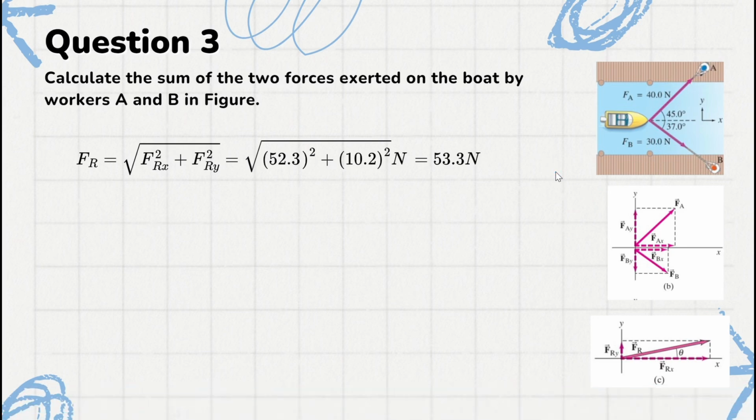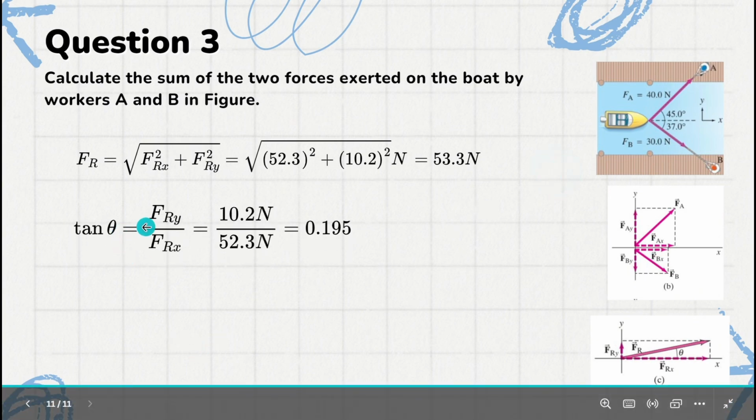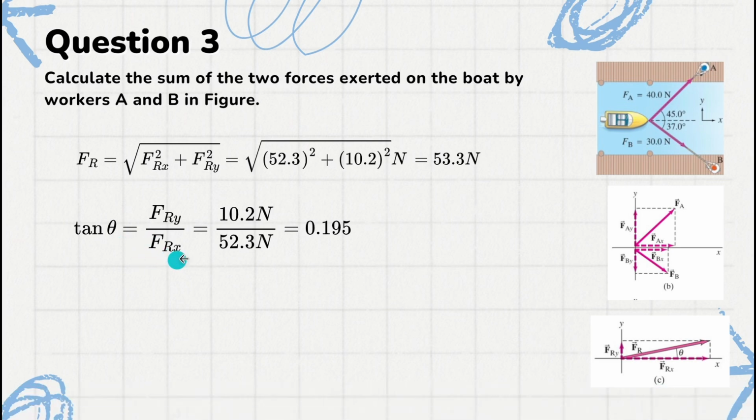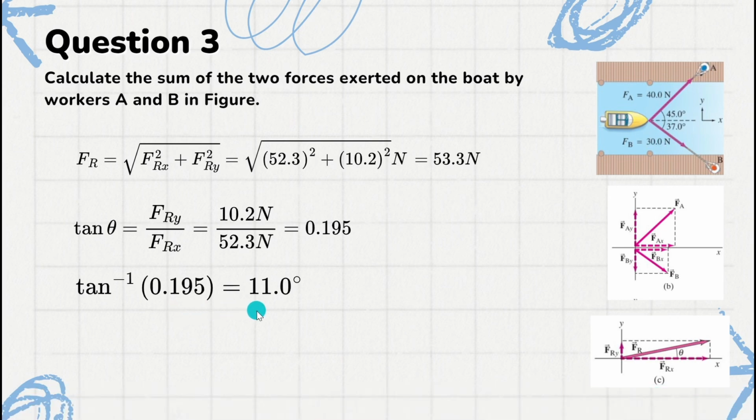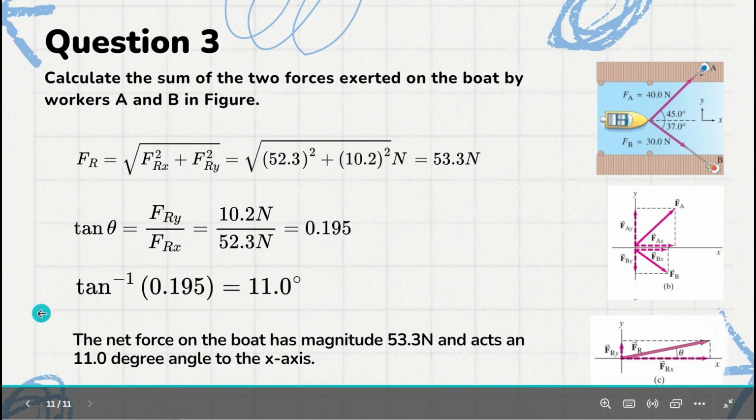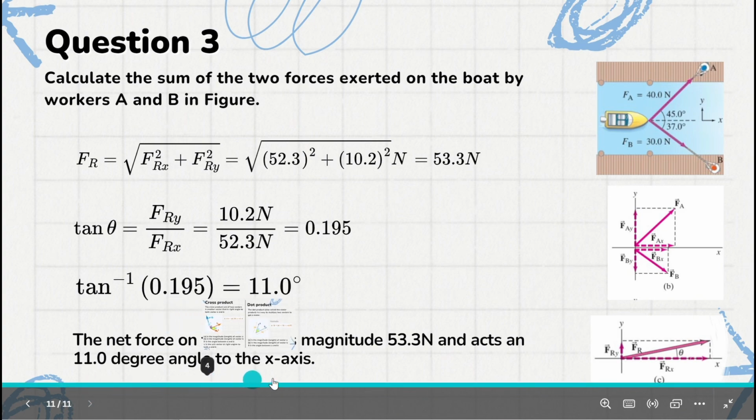The only remaining question is the angle that the net force makes with the x-axis. We use tangent theta equals FRy over FRx, equals 10.2 Newtons over 52.3 Newtons, and we get the answer 0.195. The next step is the inverse tangent of 0.195, which equals 11 degrees. So the conclusion is the net force on the boat has a magnitude of 53.3 Newtons and acts at an 11-degree angle to the x-axis.